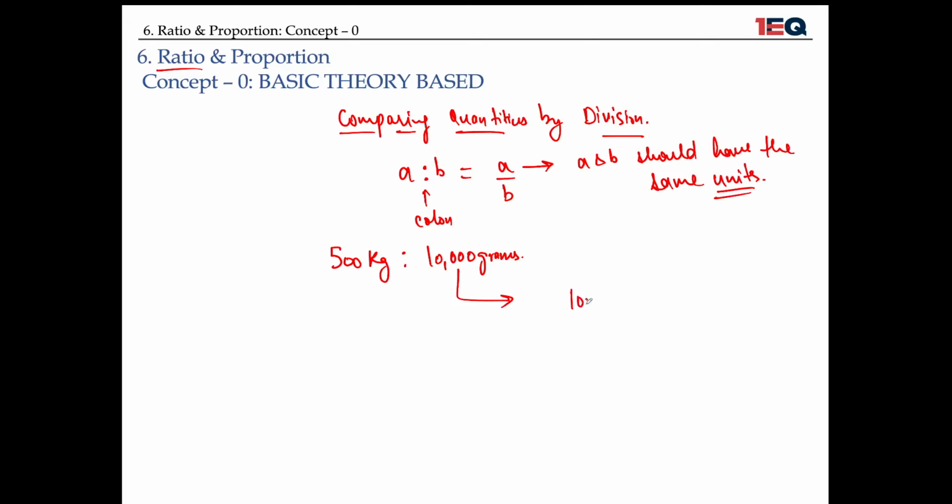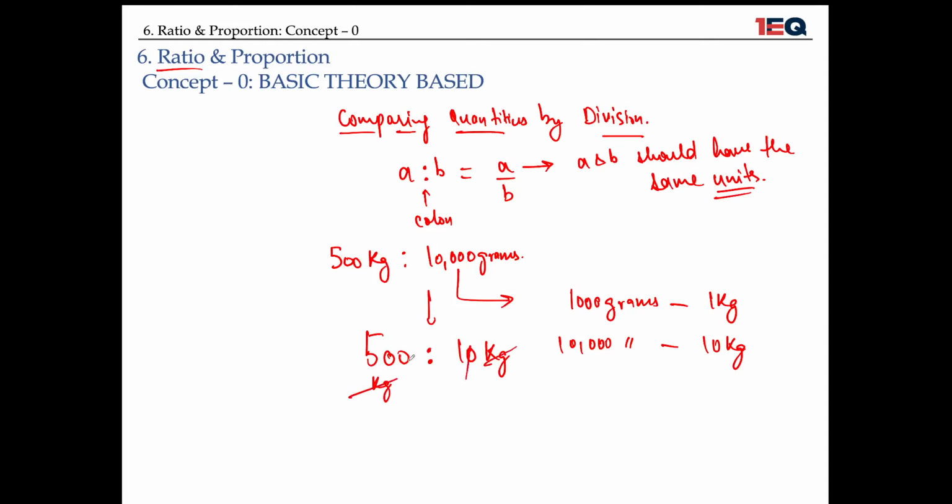1,000 grams make up 1 kg. So 10,000 grams are going to make up 10 kg. Simply you can convert this entire situation to 500 kg versus 10 kg. The kg and the kg would get cancelled, a 0 is gone with a 0, so 50:1 is the ratio.